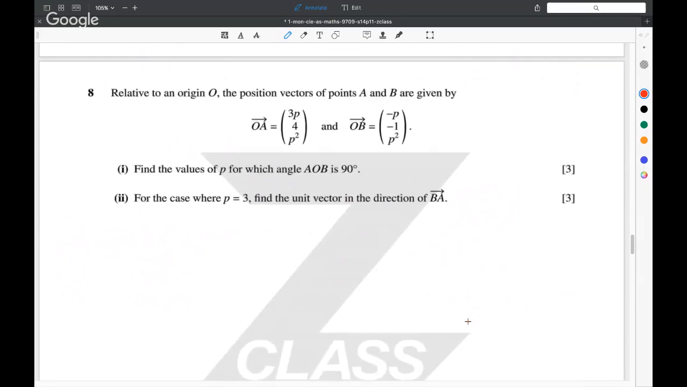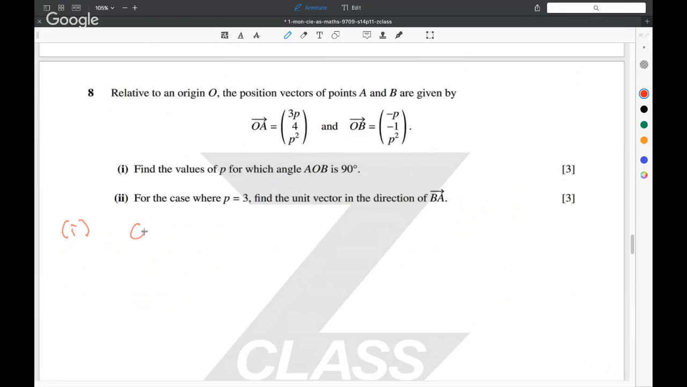Question 8. We're working with two vectors, OA and OB. In the first question, find the value of p for which angle AOB is 90 degrees. That condition can be translated in the language of dot product: that the two vectors are perpendicular. The only way it can be perpendicular is the same as saying its dot product is 0.